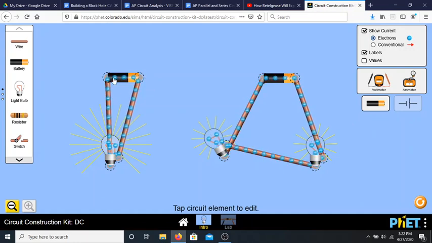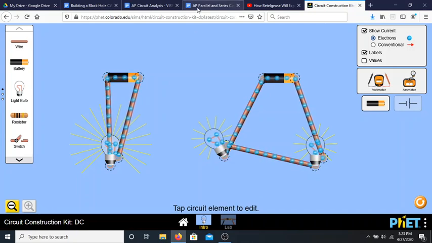What that means is that if I trace the loop right here, the amount of current going through this part of the wire is the same as the amount of current going through the light bulb, which is the same as the amount of current going through this part of the wire. And if I trace this path, it's a bit more complicated only because there's more things to go through, but the amount of current going through this wire is the same as the amount of current going through this light bulb, which is the same as the amount of current going through this light bulb, which is the same as the amount of current going through this wire.